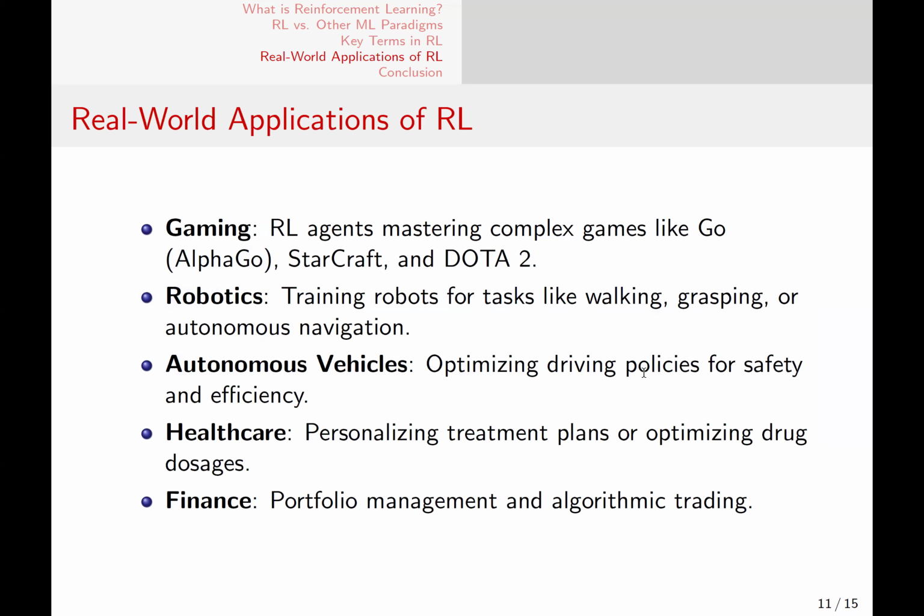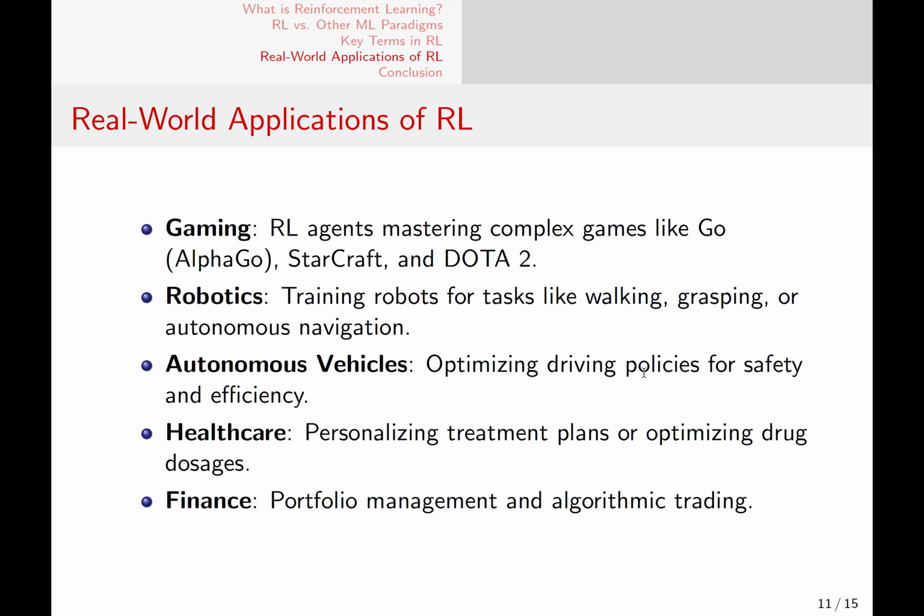Okay, real-world applications of reinforcement learning: gaming, I've said that from the beginning. Reinforcement learning agents mastering complex games like Go, that's AlphaGo, StarCraft, and Dota 2. Then you have the application in robotics, right? Training robots for tasks like walking, grasping, or autonomous navigation. Then you have autonomous vehicles for sure, for optimizing driving policies for safety and efficiency.